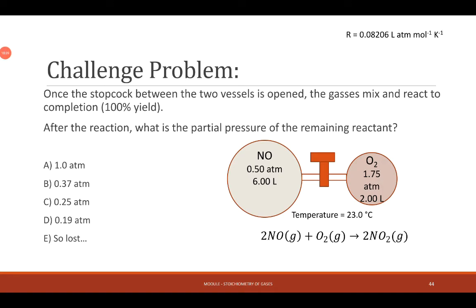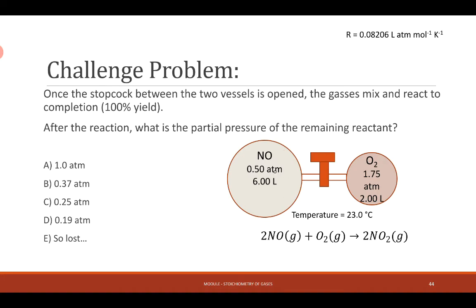Are you up for a challenge? Well, this is a challenge problem for you. So this is to review our limiting reactants. So once the stopcock between these two vessels is opened, the gases will combine to react, and the reaction will go according to this balanced reaction here. And then the problem reads, after the reaction, what is the partial pressure of the remaining reactant?